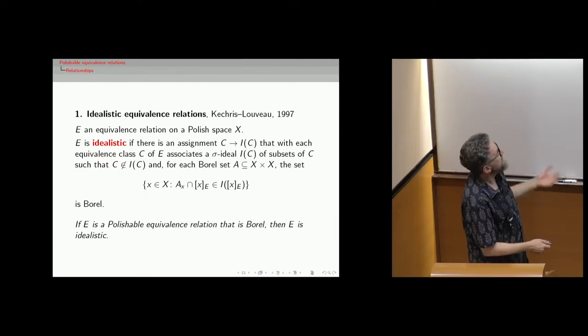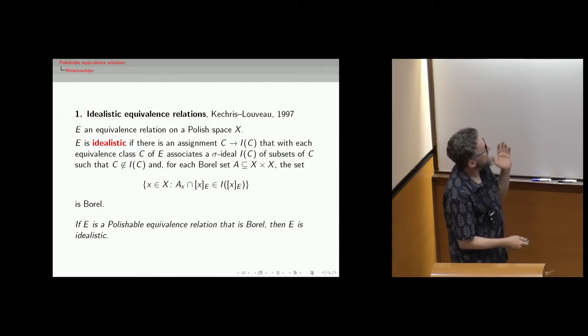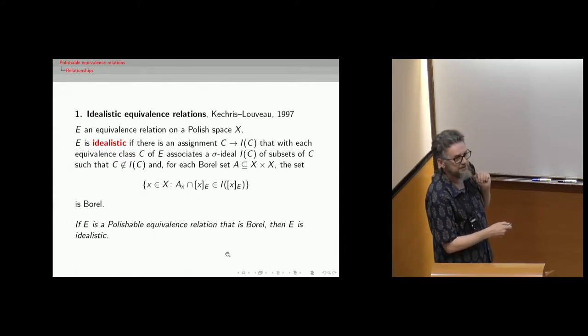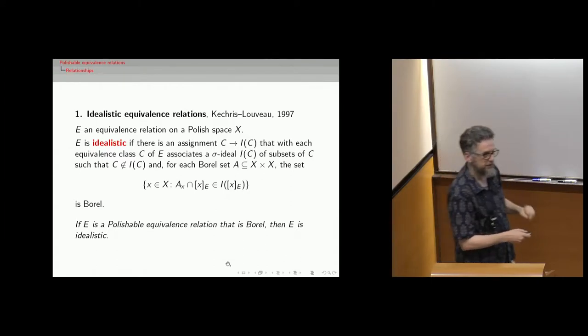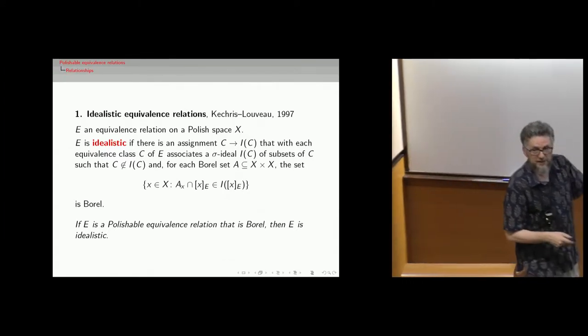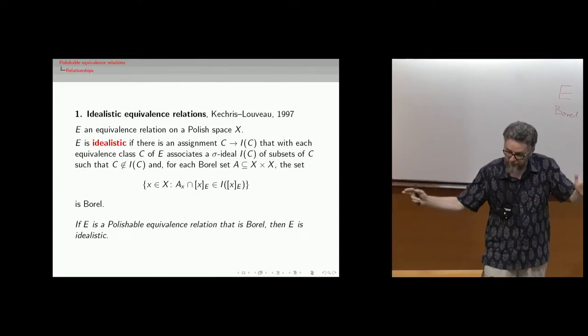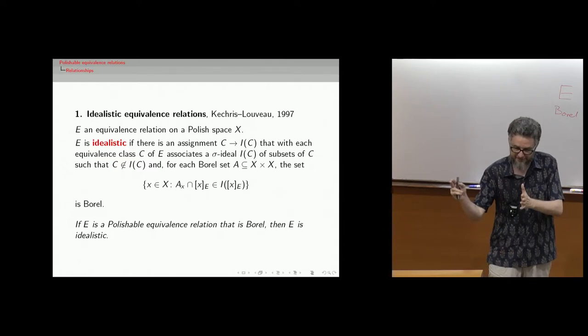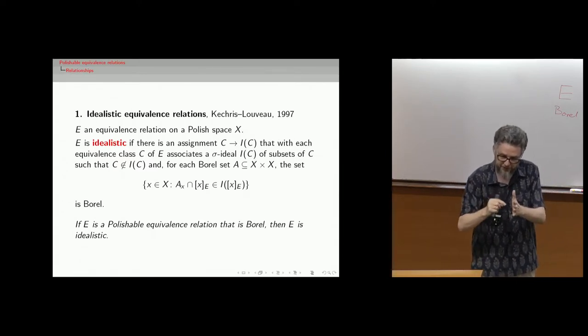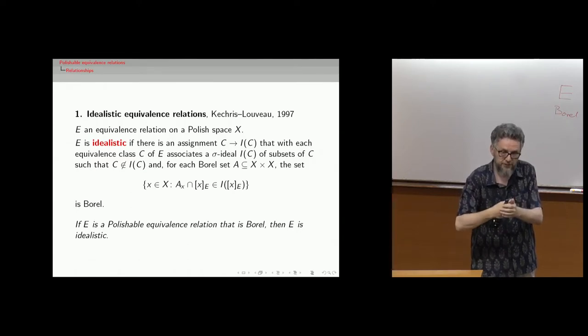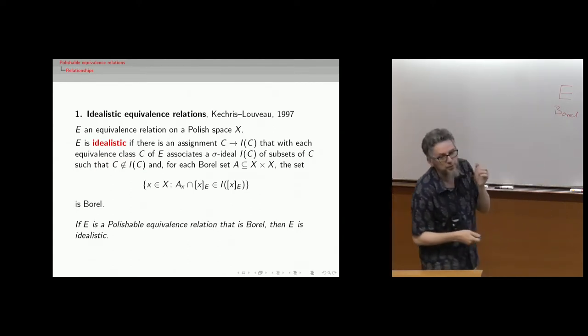Okay, so it turns out this is really a theorem. If E is a Polishable equivalence relation that is Borel, so that's important, Borel, then E is idealistic. This Borelness enters into checking that the assignment of ideal is Borel on Borel. It would seem that this is obvious, because you simply have Polish topologies on each equivalence class. You just assign to each equivalence class the meager sets with respect to the Polish topology on it. But then you have a problem with Borel on Borel.